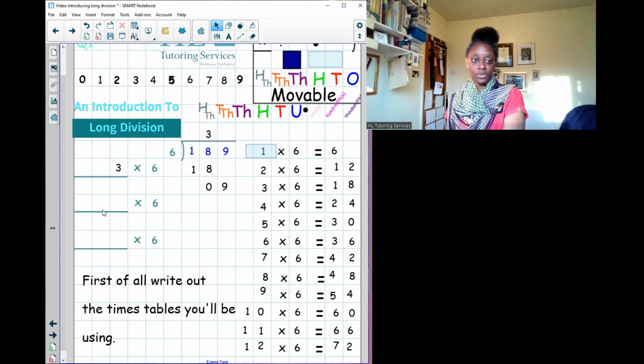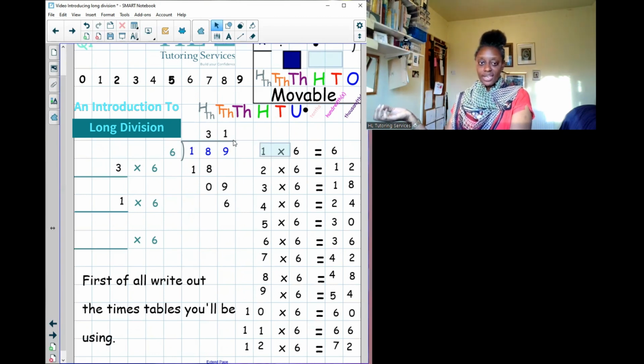So I know that 1 times 6 equals 6. And I'm going to record the answer. 1 times 6 equals 6. I'm going to put it underneath the 9. So I said that 1 times 6 equals 6. So then I can put the 1 in that space here, look. I could say, well, I haven't got any more digits. So I could say it's 31, remainder 3.